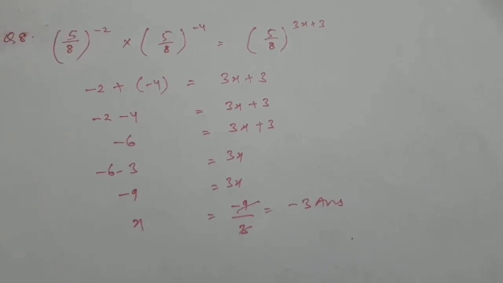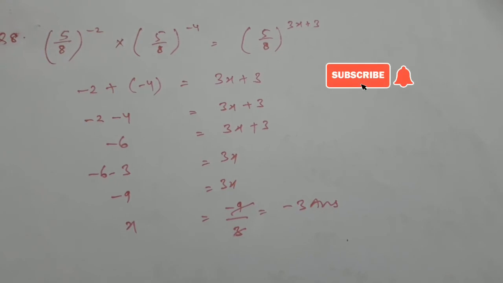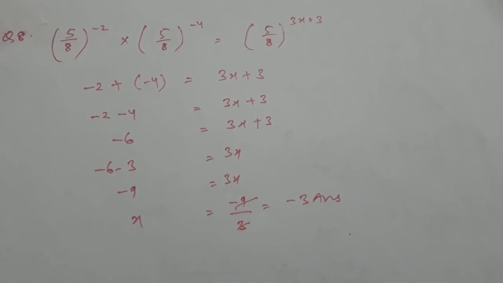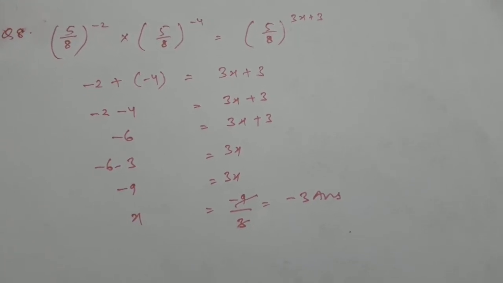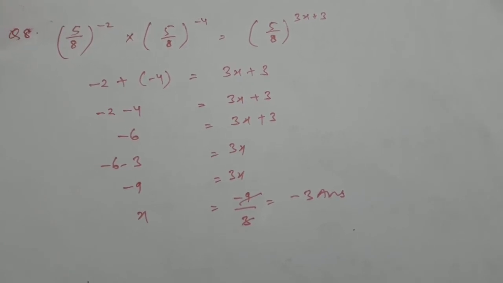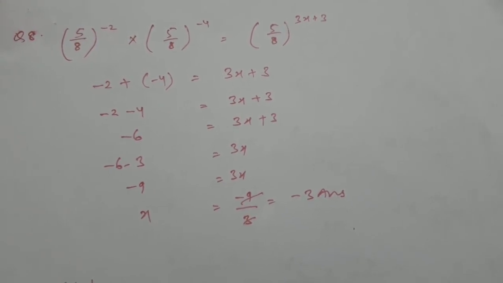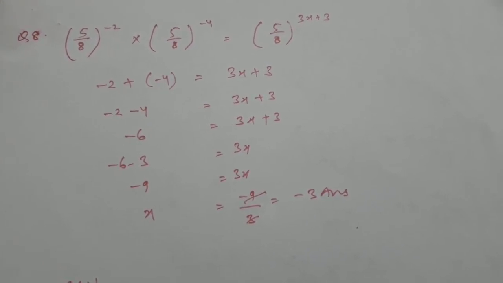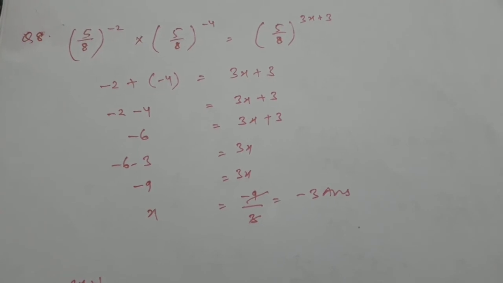In question number 8, we have been given (5 by 8) raised to the power minus 2 into (5 by 8) raised to the power minus 4 equal to (5 by 8) raised to the power 3x plus 3. So if the bases are the same, we will take the powers as they are. So minus 2 plus minus 4 equal to 3x plus 3, minus 2 minus 4 equal to 3x plus 3. Minus 2 and minus 4 would become minus 6 equal to 3x plus 3.